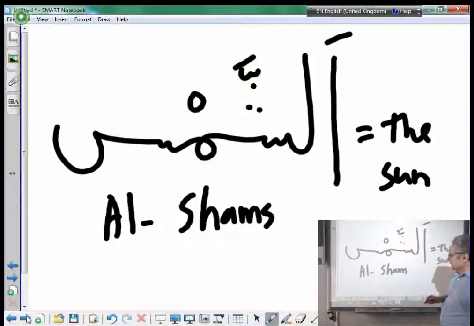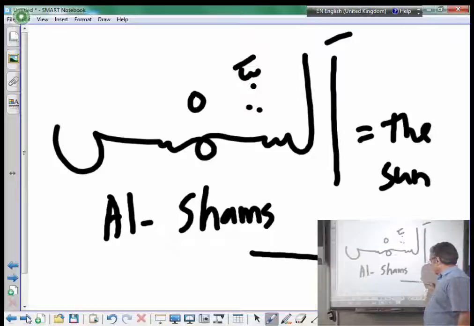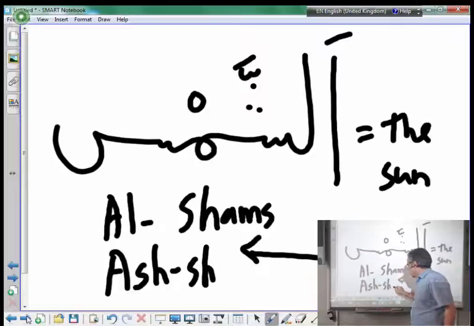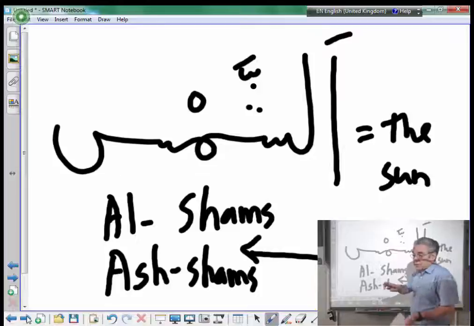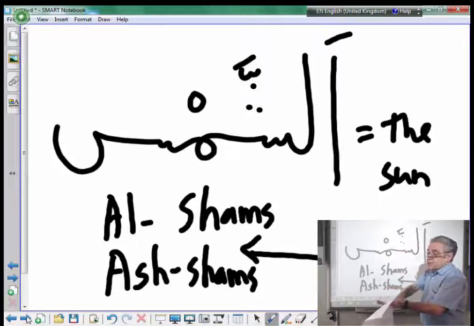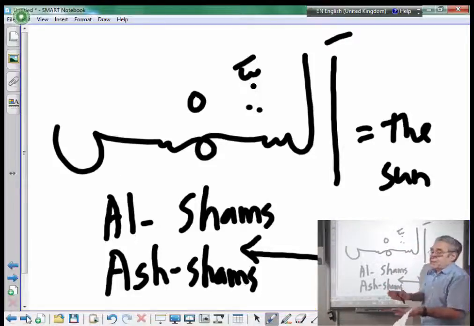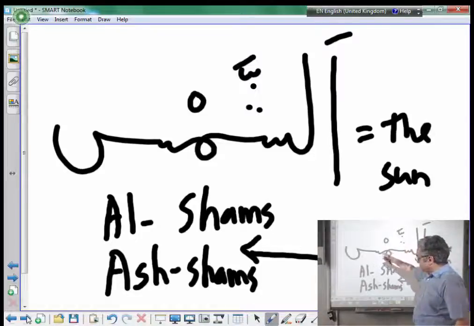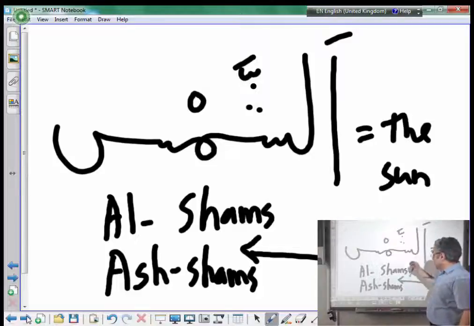So instead of saying al-shams, we are going to say ash-shams. By putting the shadda there, we will stop at the sheen twice. Ash-shams. And that's much easier for the tongue to do. Instead of saying al-shams, I would say الشمس. And that is what we call it here.